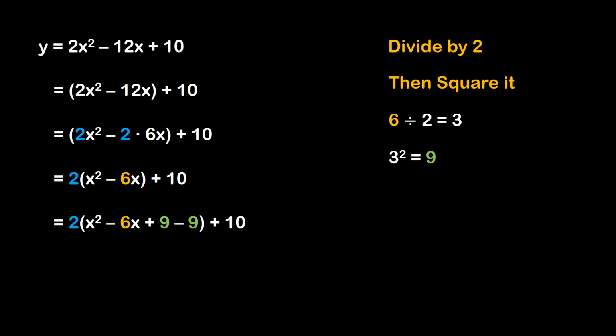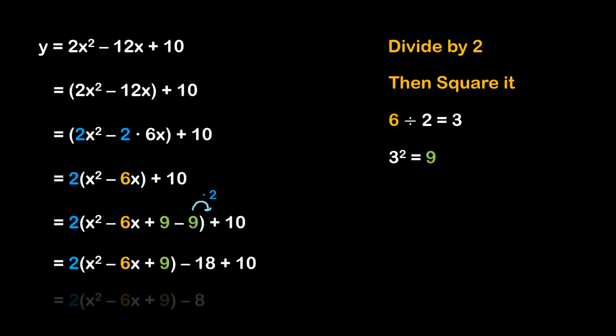And here is the second new step. So normally we would just carry out the negative value outside of the brackets as follows. But because there is a 2 in front of the brackets, we also have to multiply that by 2. So when we carry it outside of the brackets, we'll have 9 times 2, which will give us 18. And as a result, we'll have negative 18 plus 10. Negative 18 plus 10 is negative 8.